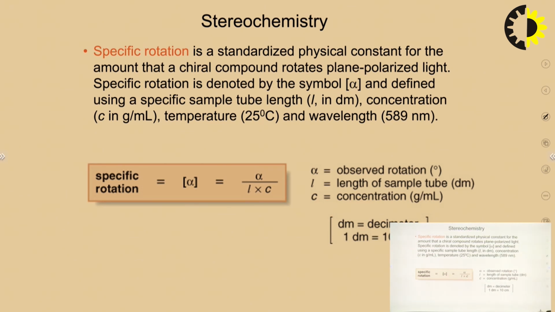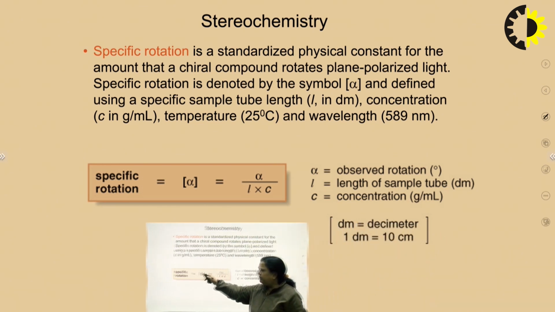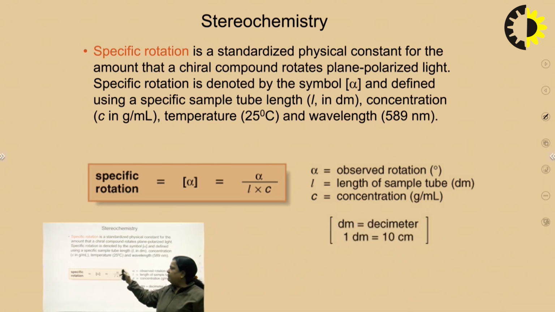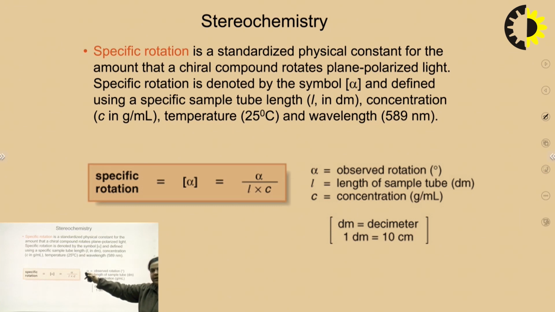So now the specific rotation. The rotation is generally defined in terms of a specific rotation, which is a physical constant for the amount that a chiral compound rotates plane polarized light. It is shown by alpha, and it is equal to the observed rotation divided by the length of the sample, which is kept in the polarimeter tube in decimeter, and C is the concentration in gram per ml.